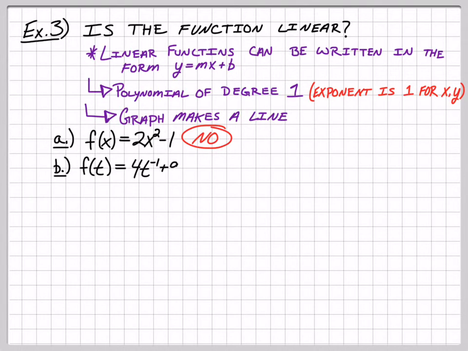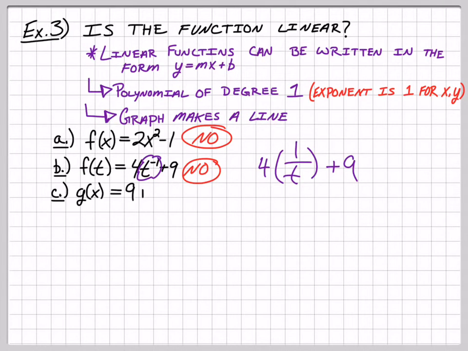Part B, f of t equals 4t to the negative 1 plus 9. Again, we don't have to use x and y's, right? We can use any variables we want. In this case, we have t. So I hope this one jumps off the page at you too. T to the negative 1 is no good. That doesn't make any sort of line. This one's a big no. In fact, if you remember the rules from exponents, t to the negative 1, you could write that as 1 over t. Move that t to the denominator, plus 9. Doesn't look anything like a linear equation.